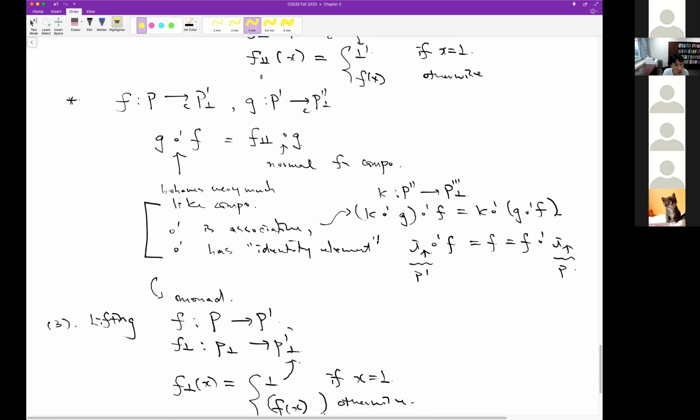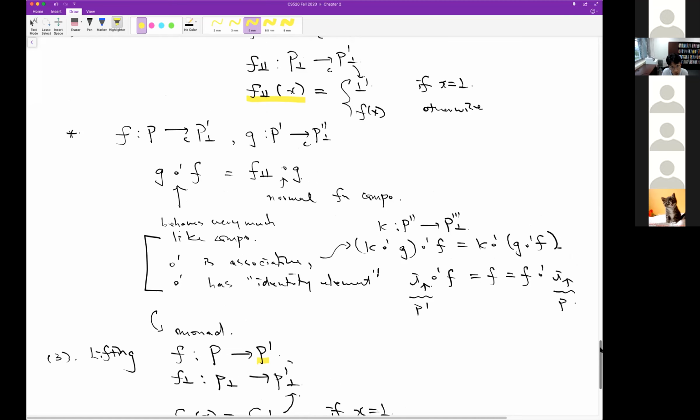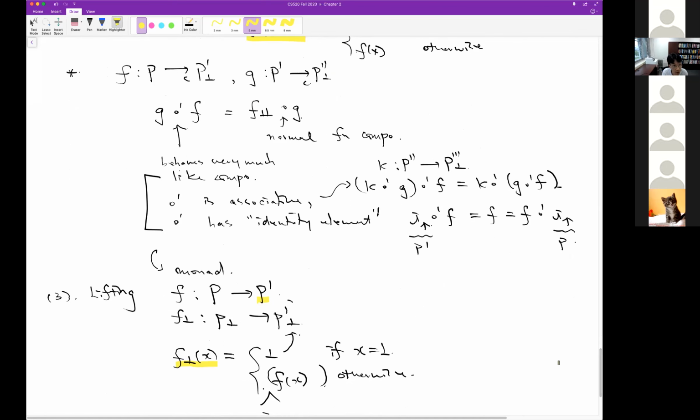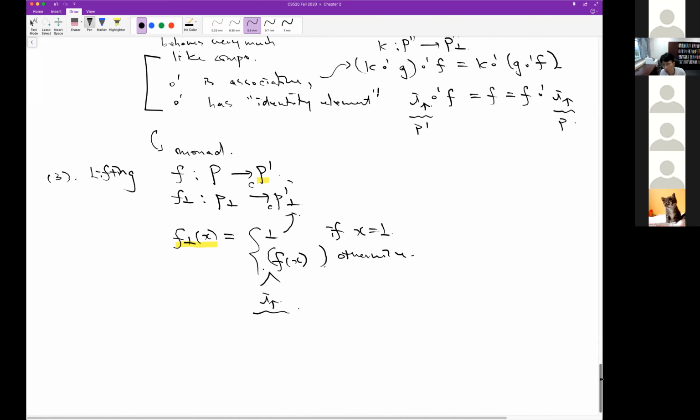So the things are very, very similar as before. Kleisli lifting and the usual lifting are both very similar, except for the function that we are given: the target in the second case is just P prime, not a lifted P prime, but the target that we are given in the first case is a lifted version. And in all these cases, we are using continuous functions.